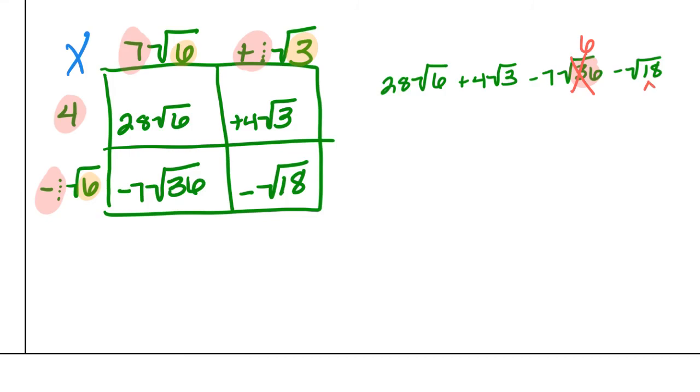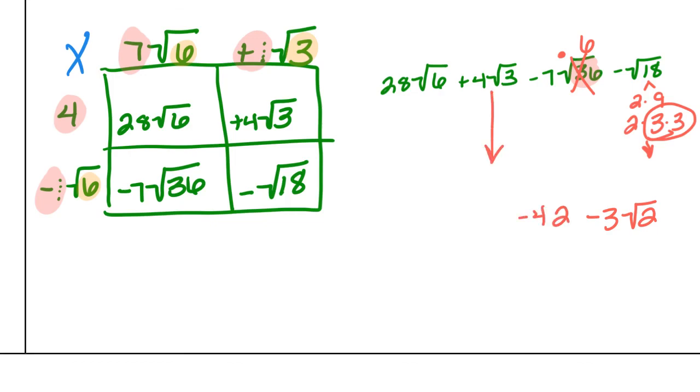And 18 can be broken down into 2 times 9 or 3 times 3. Since my radicand is a 2, I'll look for pairs. And the negative square root of 18 simplifies down to negative 3 square roots of 2. Negative 7 times that 6 gives me negative 42. There's nothing I could do with my first term, so I'm going to bring it straight down. And there's nothing that I could do with my second term, so I will bring it straight down as well.